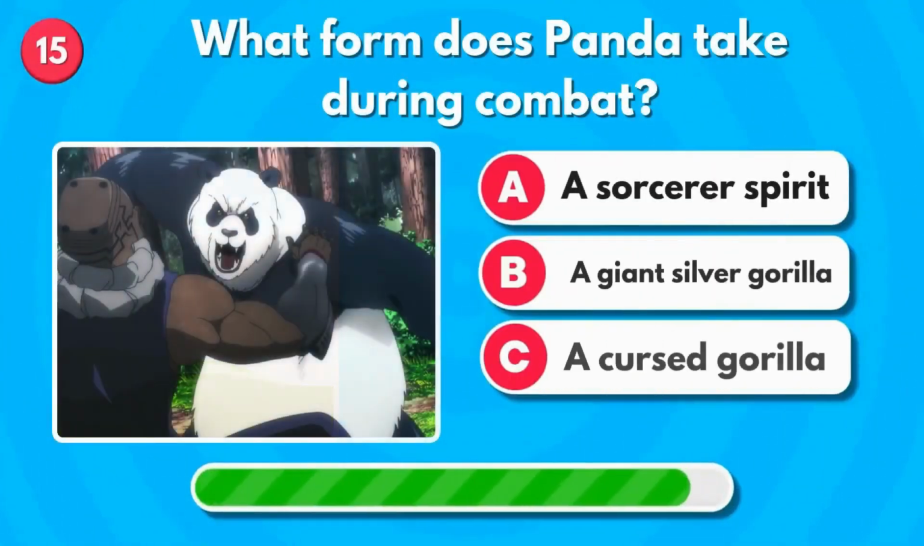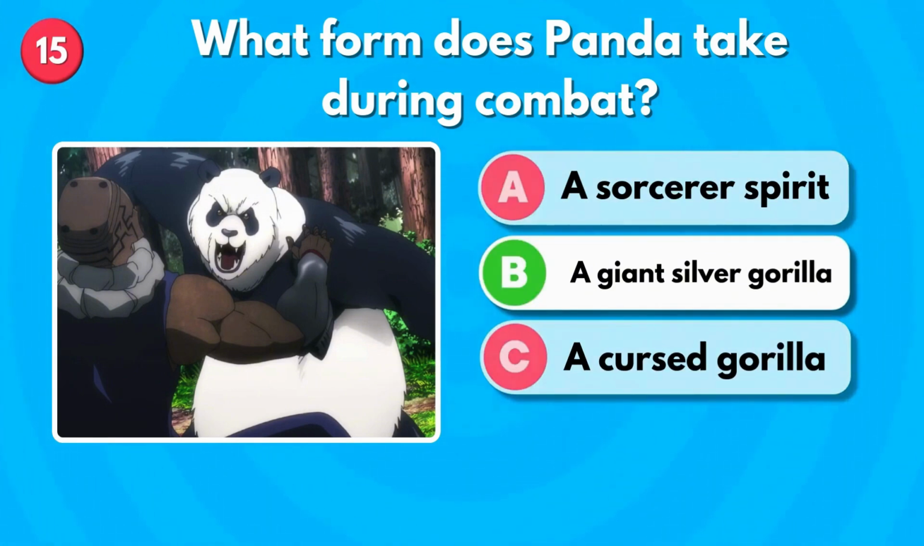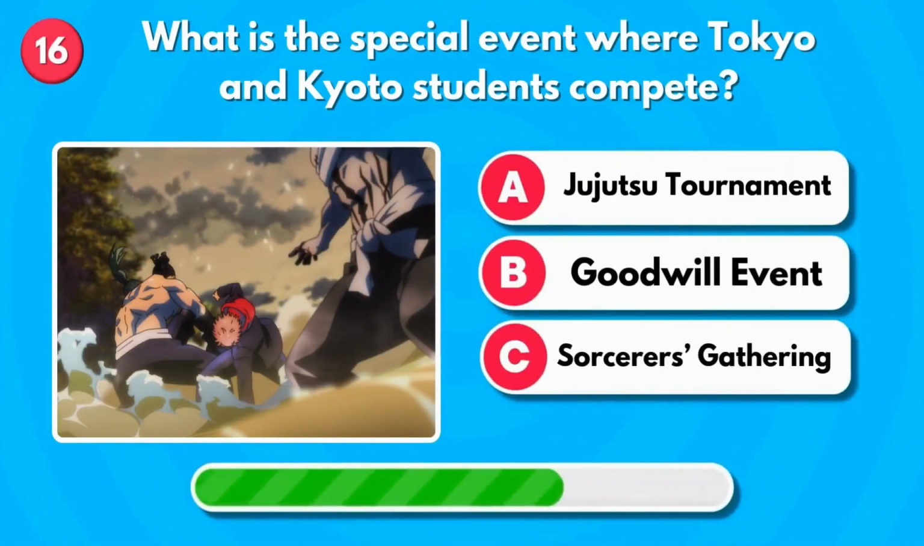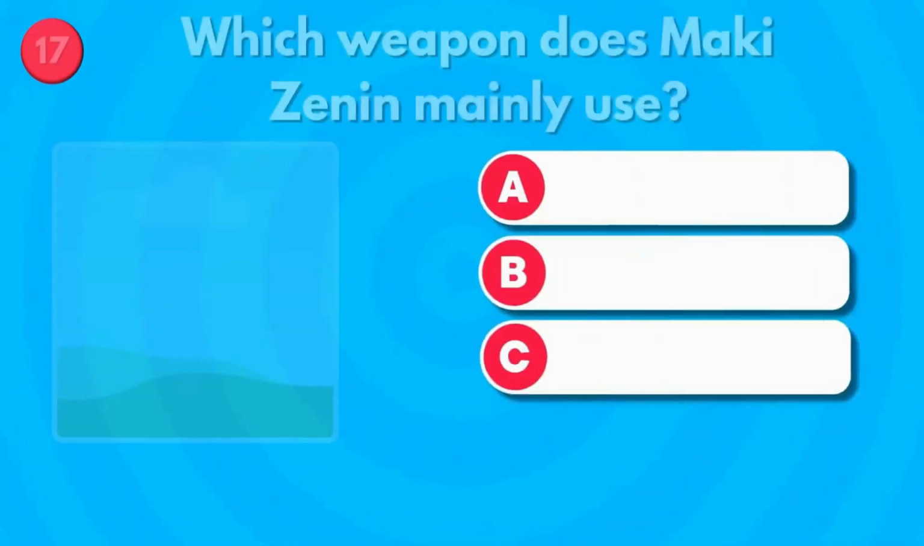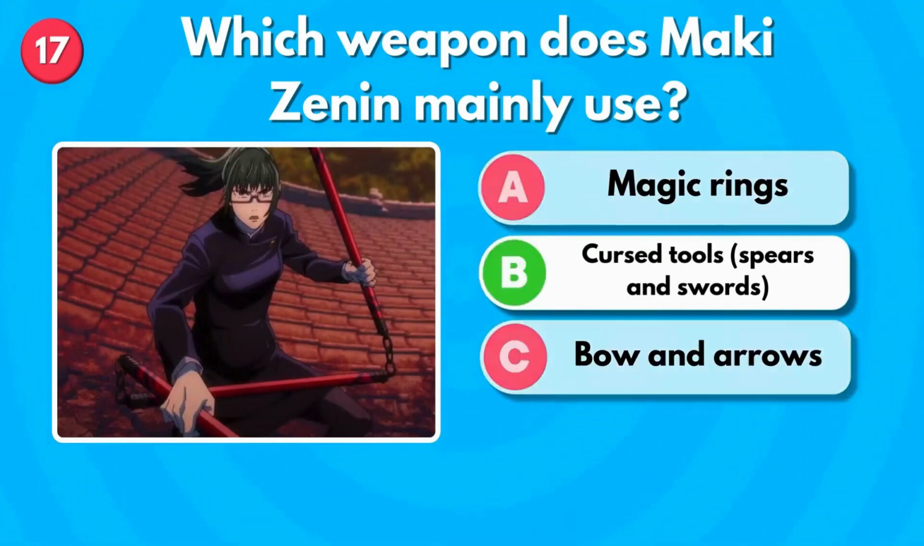What form does Panda take during combat? A giant silver gorilla. What is the special event where Tokyo and Kyoto students compete? Goodwill event. Which weapon does Maki Zenin mainly use? Cursed tools, spears, and swords.